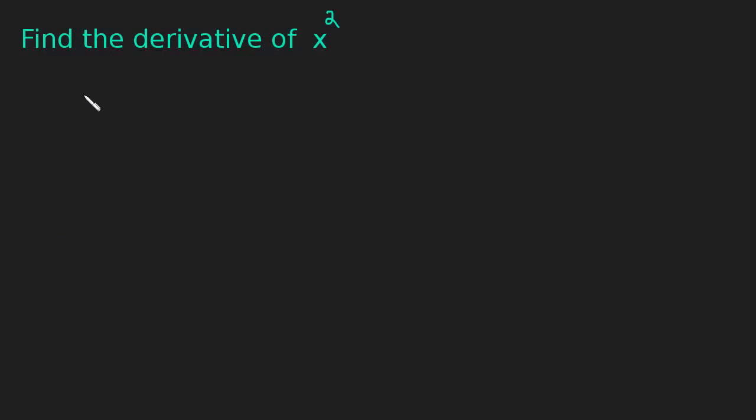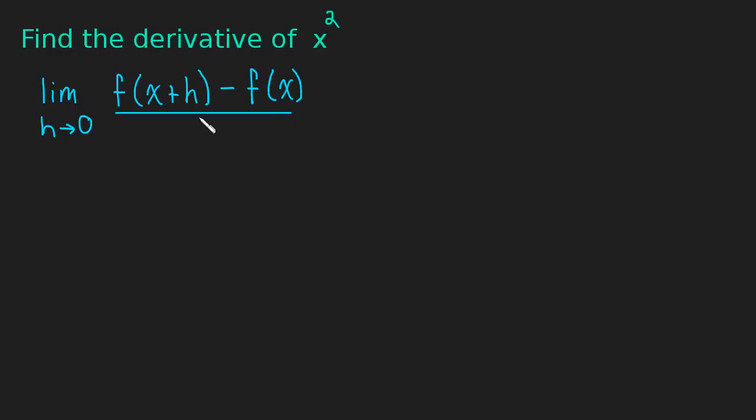Okay, we're being asked to find the derivative of x squared, and we're going to use the definition of the derivative to do that. So what is the definition of the derivative? Well, it's just the limit as h approaches 0 of f of x plus h minus f of x, all divided by h.